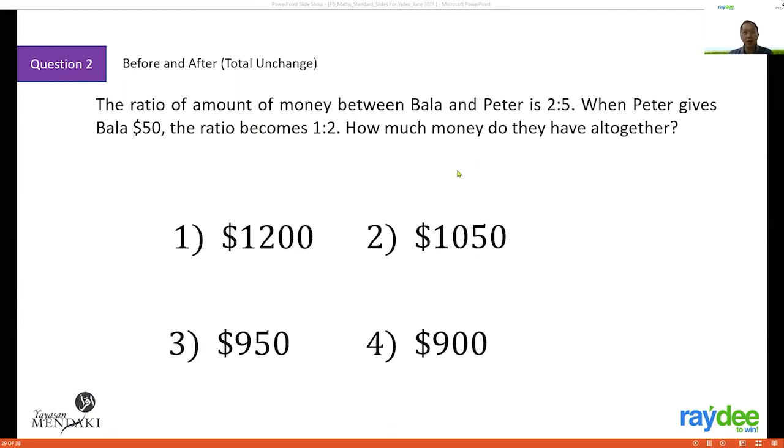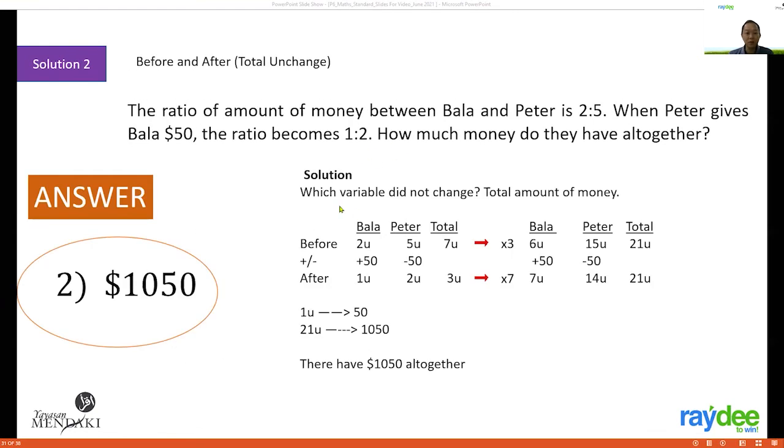Well, of course in the actual PSLE, they will not be told that this is total unchanged, right? They have to figure out themselves that this is total unchanged. Okay, so which variable did not change? It's the total amount of money.